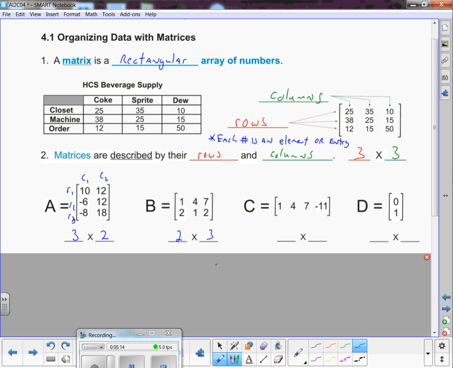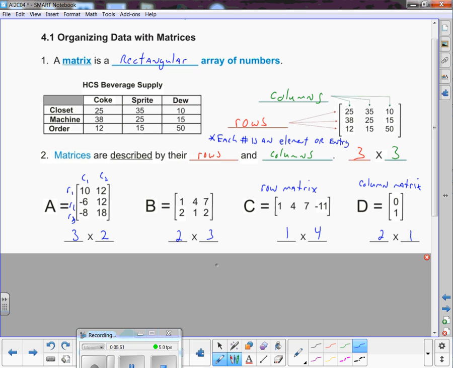So what would C be? And hopefully you're thinking a 1 by 4, right? By the way, this is also called a row matrix. Row matrix. Sure, because it only has 1 row. So also called a row matrix. And then what would D be? So you would describe matrix D as a 2 by 1. And of course, this would also be called a column matrix.